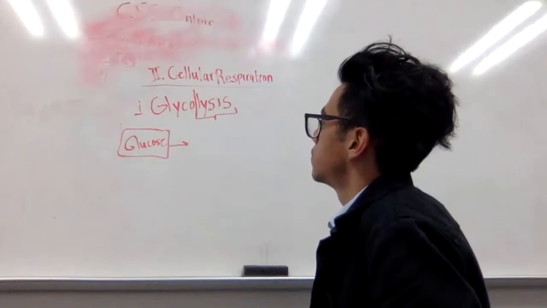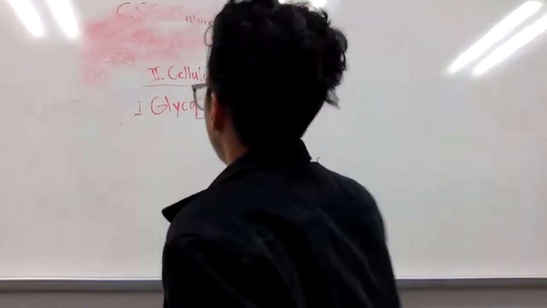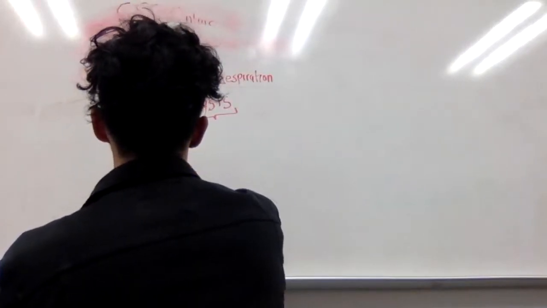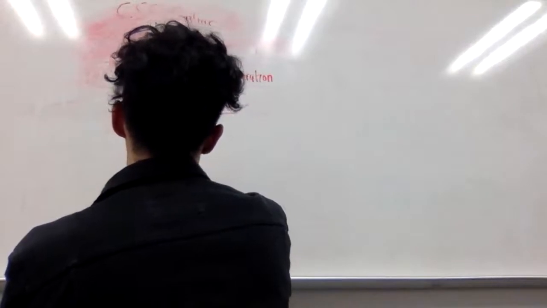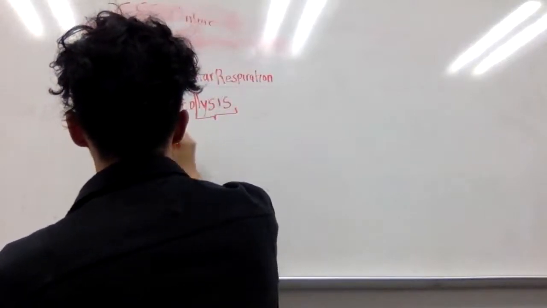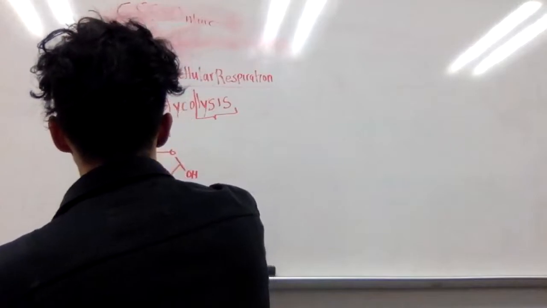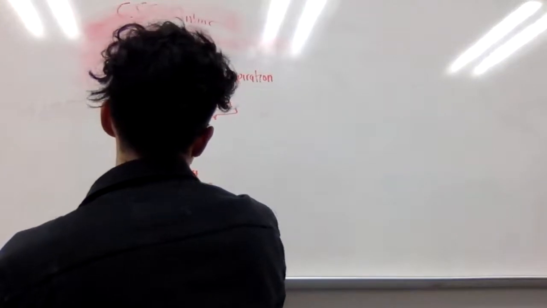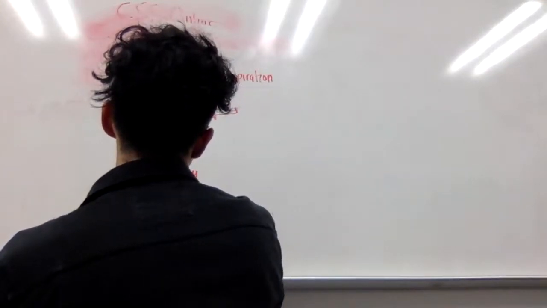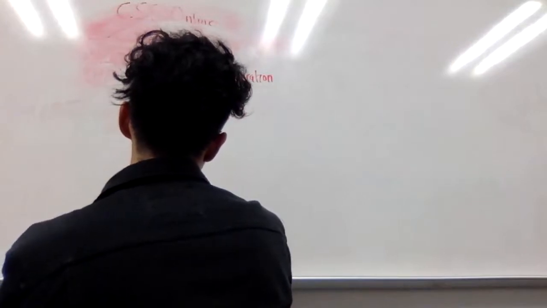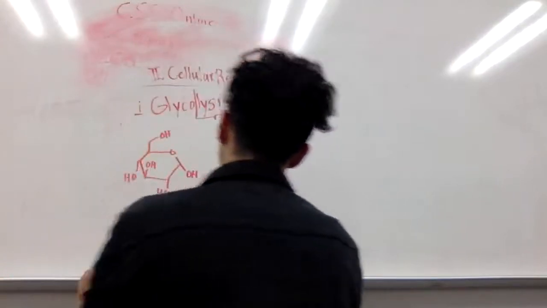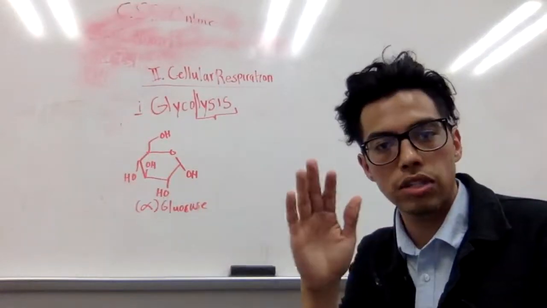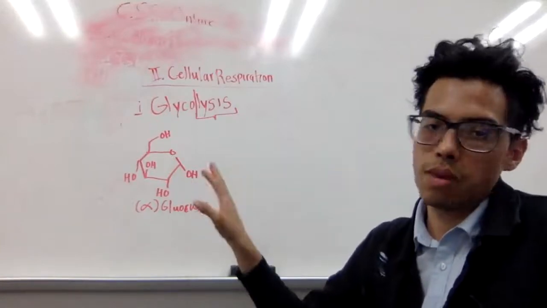So, I guess I'll draw it out, because I feel like if you don't draw it out, then it's not as informative. Up, down, up, down. Let's say this is alpha. So this is glucose. I didn't include all the hydrogens because that's boring. It gets really messy.